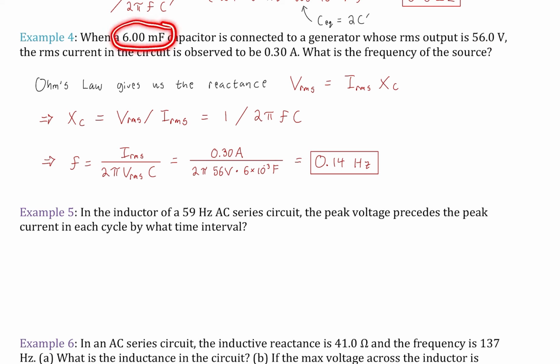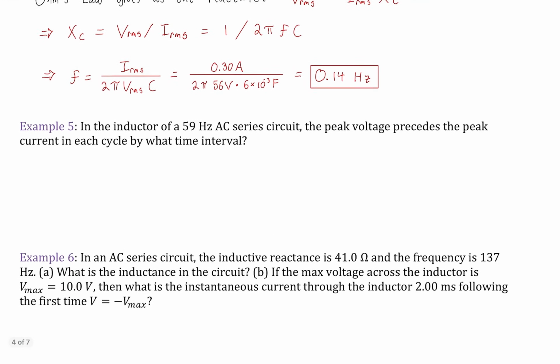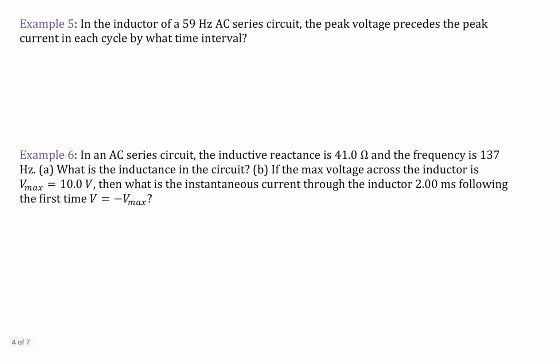Well, 6 millifarads is not a very big capacitor. So how can you get so many ohms of impeding the current with a relatively small capacitor? The other way to do that is just run the circuit really slowly. And that's indeed what we have to do. We have to have a very low frequency, less than 1 hertz, so it takes more than 1 second for the circuit to go through a full cycle, a full oscillation. Okay, now on to inductors.